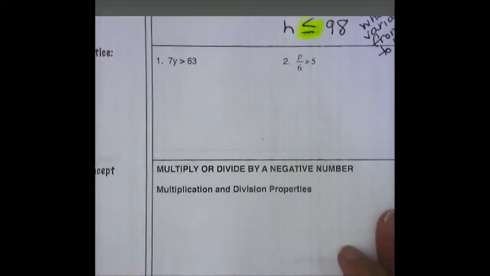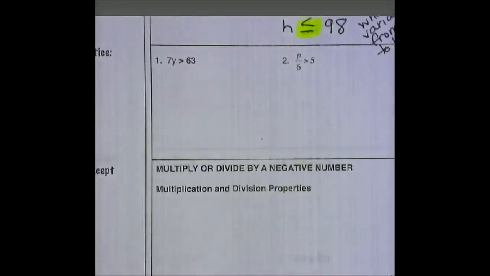Go ahead and pause the video and take a few minutes to work the next two problems. Remember that in order to get credit for your notes, you have to actually work these two problems out the same way that we work the examples and bring them to class so that you can get credit for it. When you're finished working the problems, come back and we'll talk about multiplying or dividing by a negative number.